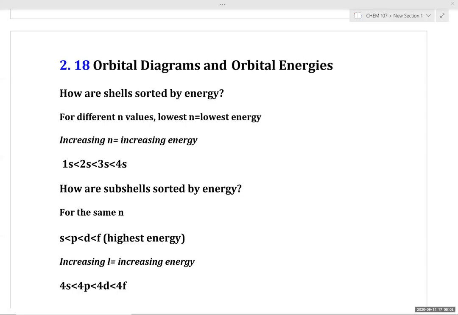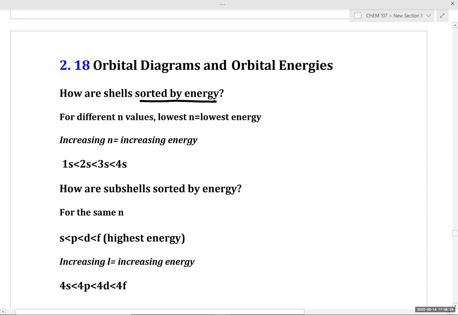Okay, so when we last left off, we were discussing orbital shells and subshells. And now that we have an idea about the different orbital shells and subshells, we're going to try to answer the question, how are shells and subshells sorted by energy?